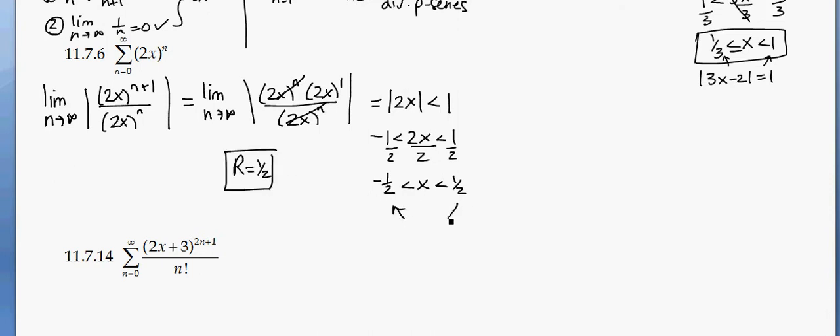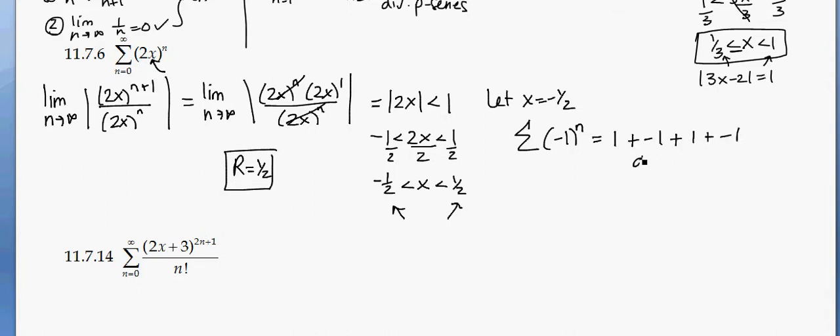We have to check these endpoints. So if we let x equal -1/2, then our original series, again replacing x with -1/2, is going to give us -1 to the n, which is, of course, an alternating series. You know, this is 1 plus -1 plus 1 plus -1. So this diverges by the nth term test. And so we're not including that endpoint.